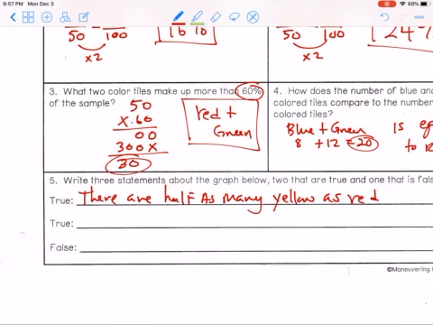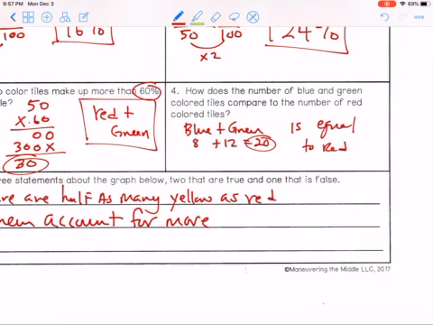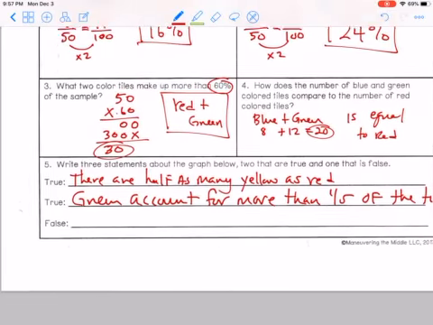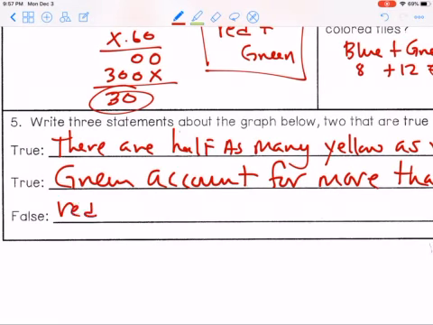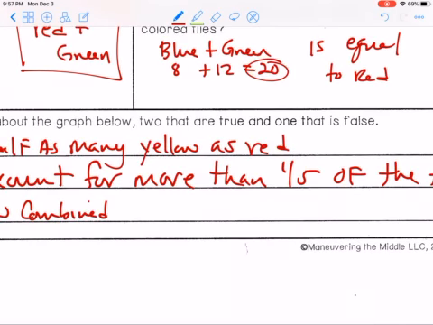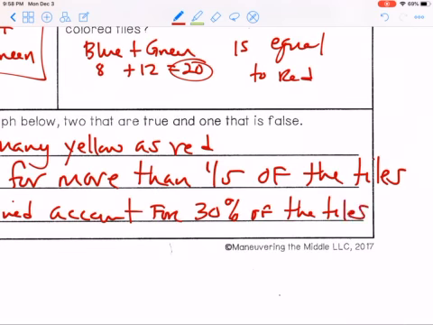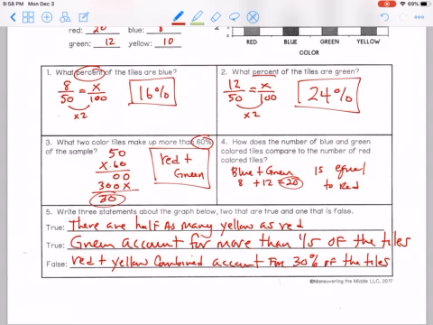Another true statement is that green tiles, so green, account for more than 1/5 of the tiles. And one that is false: red plus yellow combined account for 30% of the tiles. Now really, for that false one, you can almost make up anything. You just gotta make sure that it's relevant to the information given.